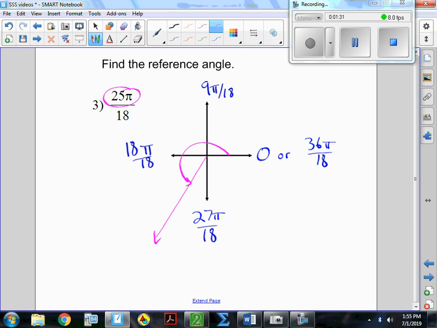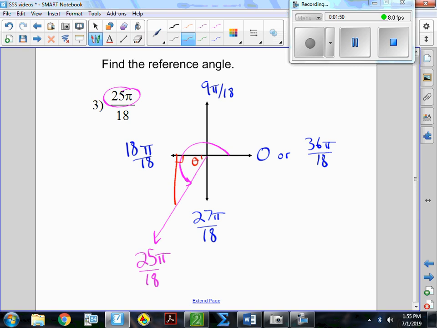And I don't care exactly where. So 25 pi over 18 is my angle theta. My reference angle then is always drawn to the horizontal axis. That's a right angle. Call our reference angle theta prime.